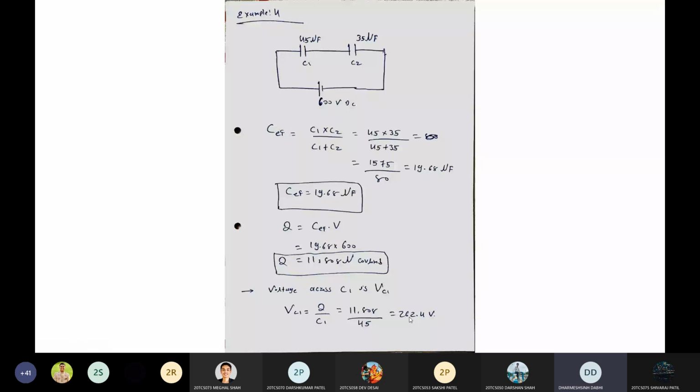In the same way, find VC2, the voltage across C2, which is Q divided by C2. Q is as it is, and C2 is 35 microfarad. So what is V2? Give me the answer of V2. Yes, 337.37 volt. If there is a variation in the points after the decimal, then there is no problem.